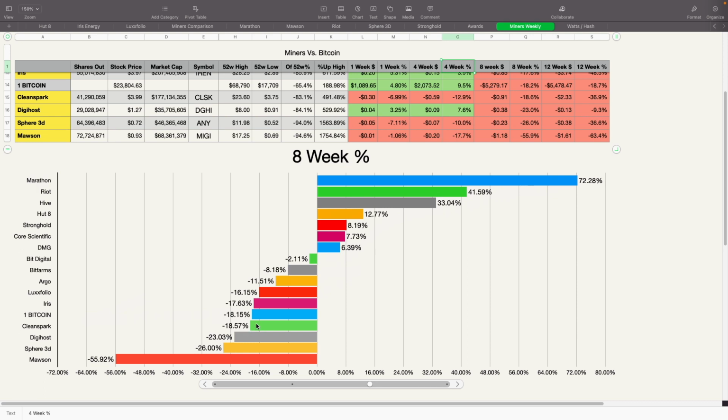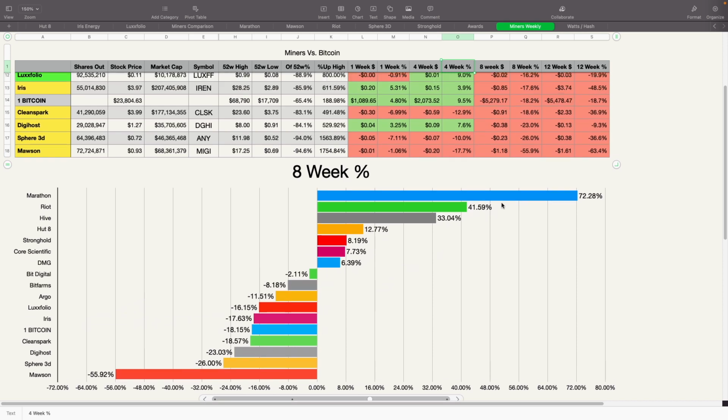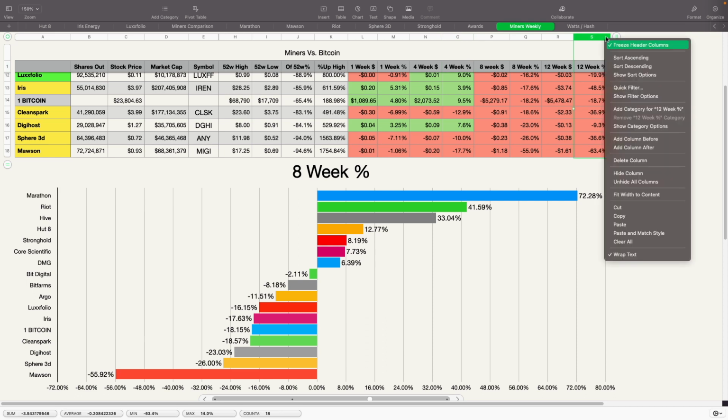CleanSpark did worse than Bitcoin, down 18. DigiHost did worse, 23%. Sphere is down 26, and Mawson is down 55, almost 56% on the 8 week time frame. And let's take a look at the 12 week really quick.